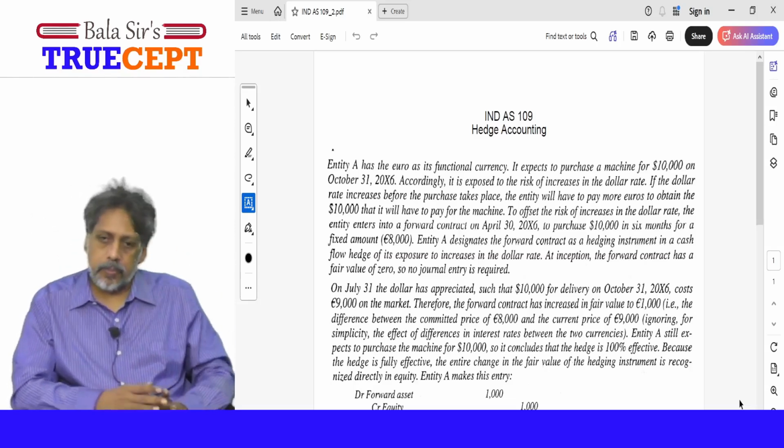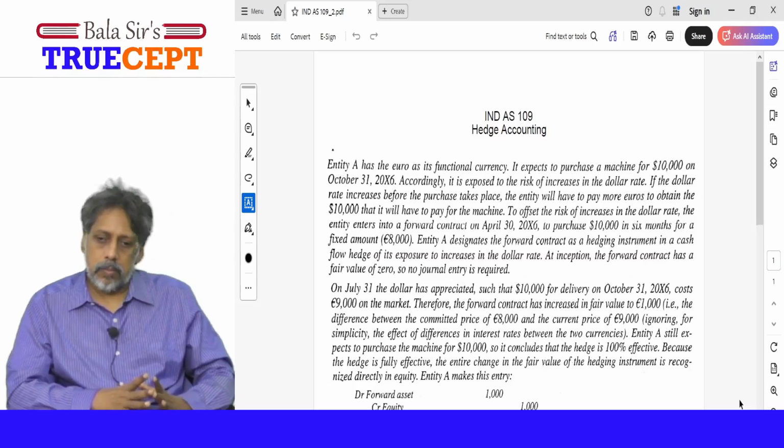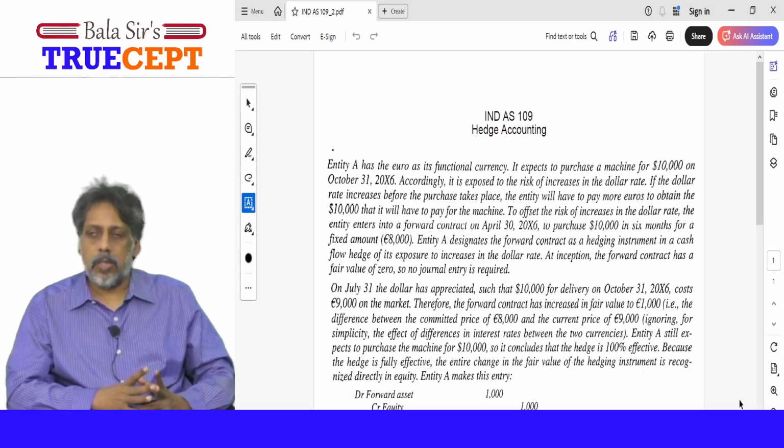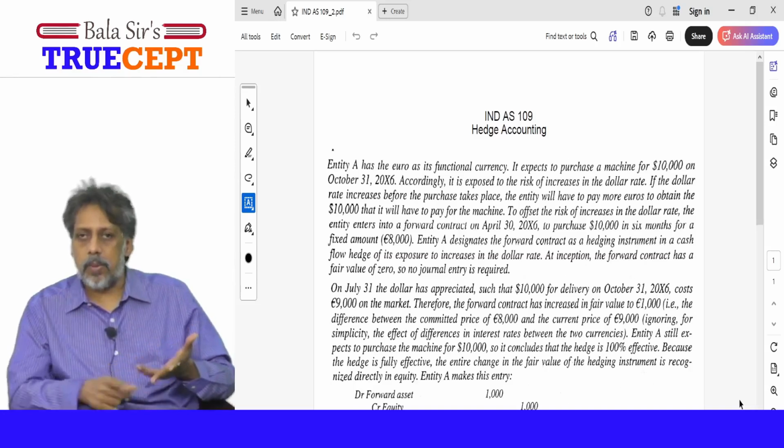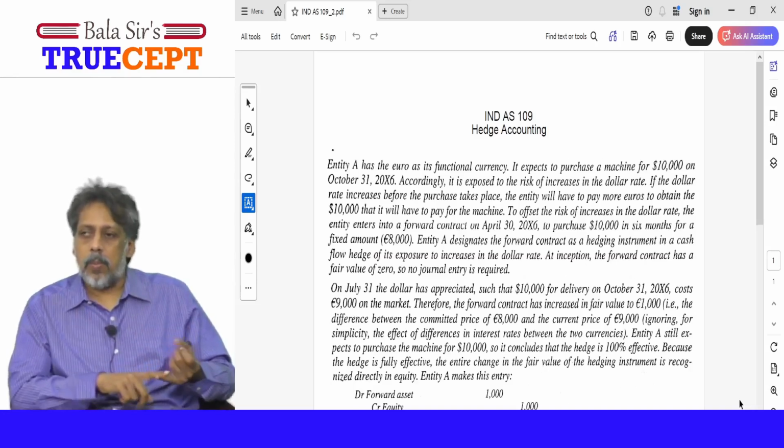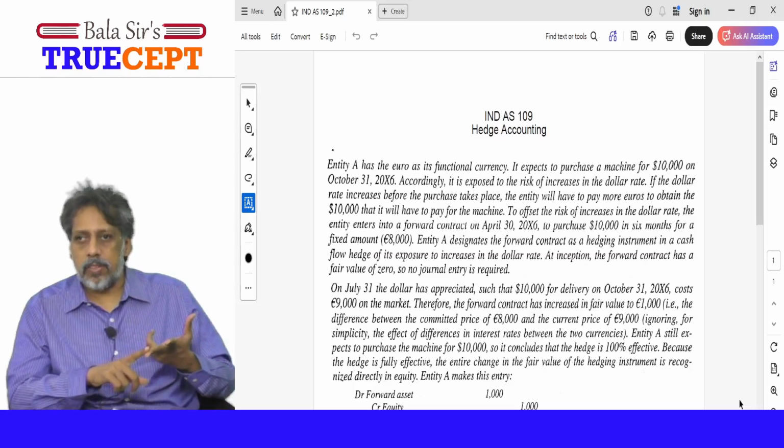Next. Accordingly, it is exposed to the risk of increase in the dollar rate. If the dollar rate increases before the purchase takes place, the entity will have to pay more euros to obtain the $10,000 that it will have to pay for the machine. That means in case the dollar appreciates, you have to pay more euros to buy those $10,000 for payment. Is that fine?